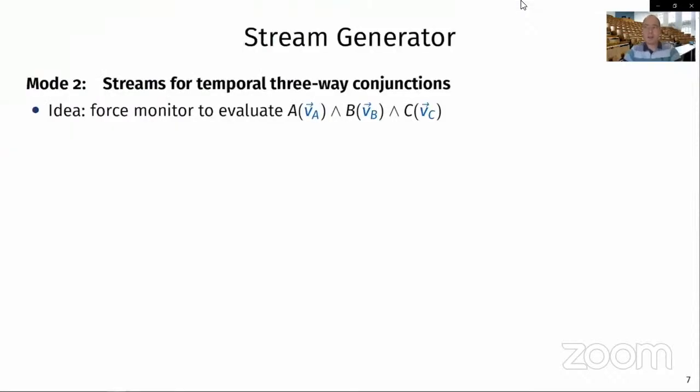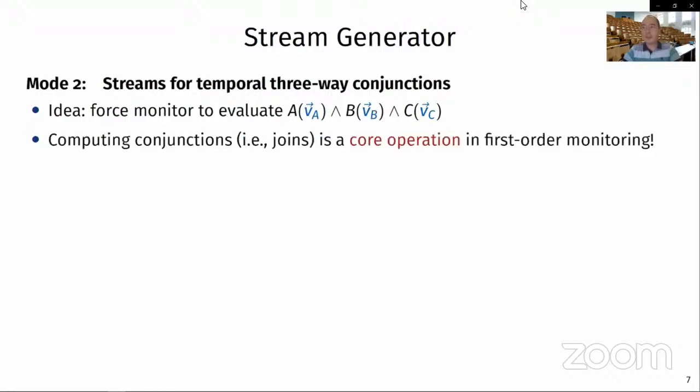Let's consider the second mode. Here, the idea is to force the monitor to evaluate conjunctions with a particular form, the form shown on the slide. And these actually have variable occurrence patterns that are configurable. Note that computing conjunctions or joins is a core operation in first-order monitoring. Hence, we specialized our benchmark generator for this particular case in order to assess the performance of this very important operation.